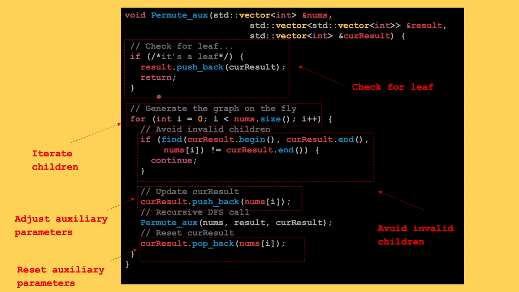Okay. So to recap, most backtracking problems are more or less solved like this. You have a function like this with some auxiliary parameters. You check for the leaf, you iterate through all the children, you filter out the ones that are not valid, you update or adjust your auxiliary parameters, you call your DFS function recursively, and then you reset your auxiliary parameters for the next child.